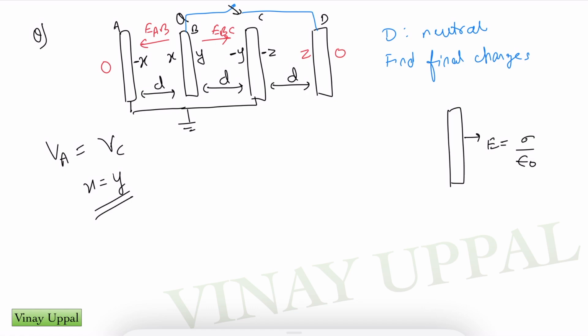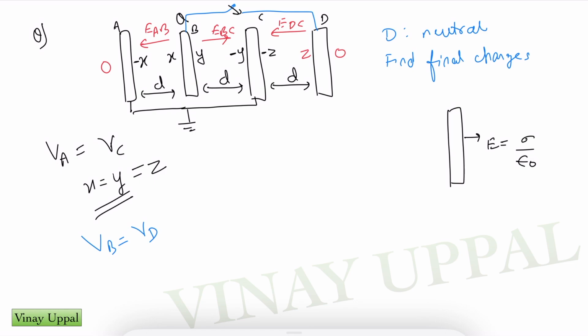Similarly, because B and D are also at the same potential, therefore the field EBC going from B to C and EDC going from D to C also have to be equal, because the distance between B and C and D and C are equal. And therefore, once again, minus Y and minus Z also have to be equal, or you can say Y and Z have to be equal. And that just makes it very easy. X is equal to Y equal to Z.